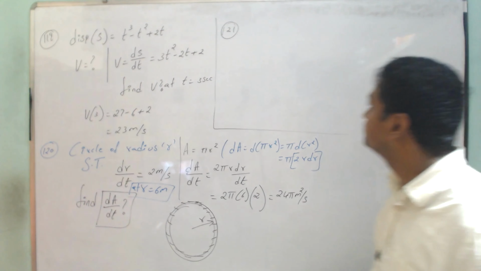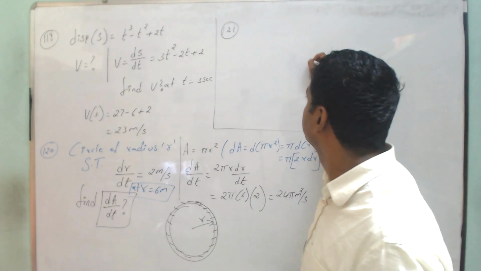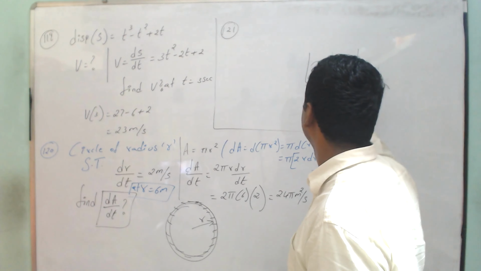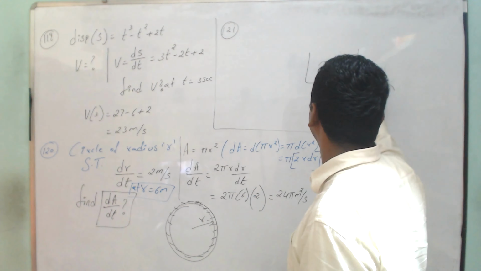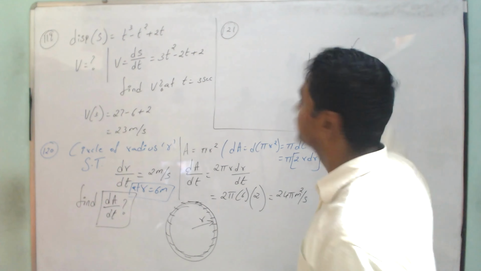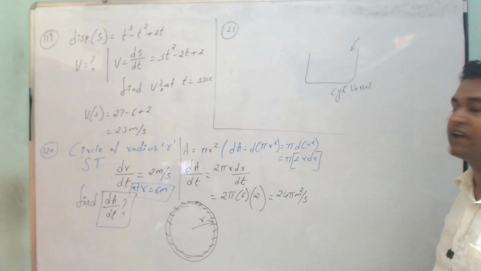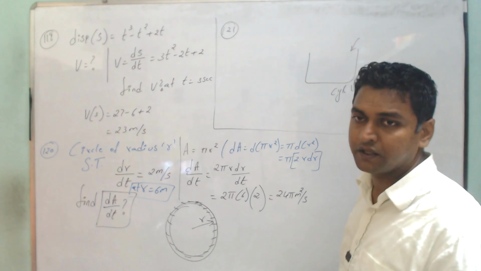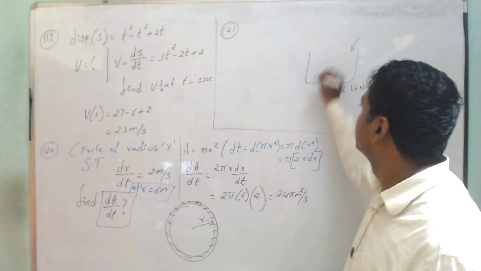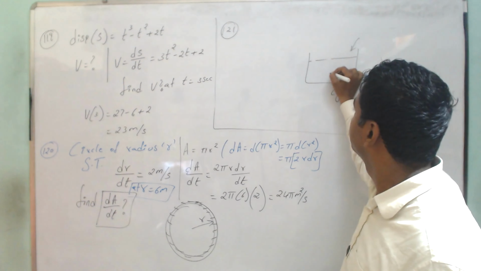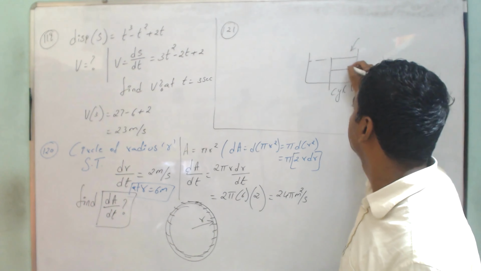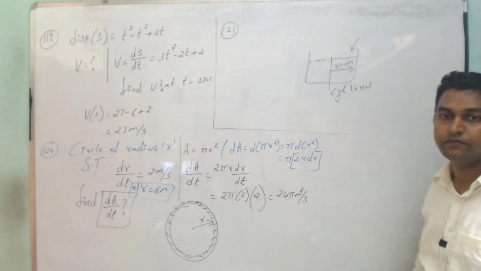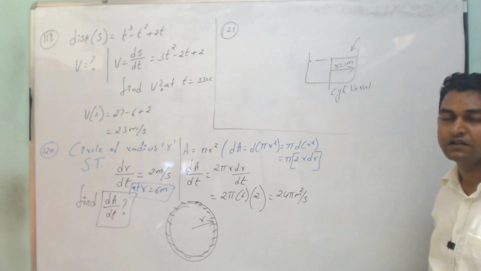I have a cylindrical vessel and I am pouring water into it. The radius of this vessel, take it as 1 meter. Radius of the vessel is 1 meter.